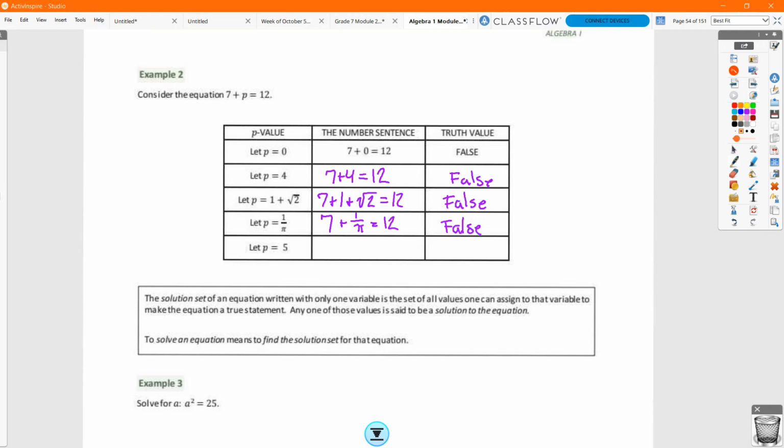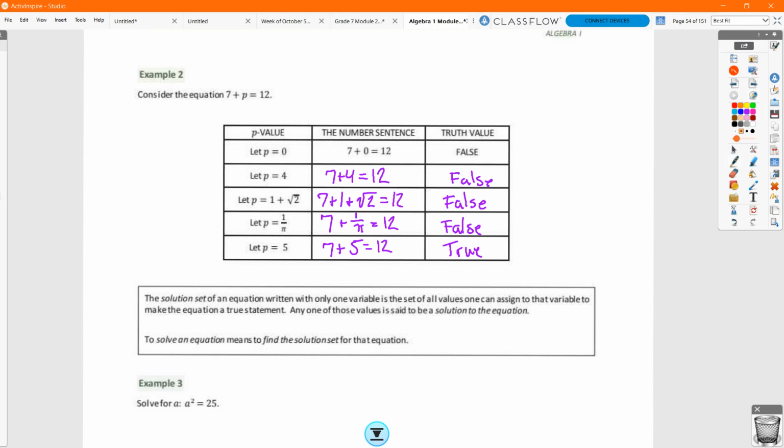What about if we let p equal 5? 7 plus 5 equals 12. Is this a true statement? Yes, this is true. 7 plus 5 does equal 12. The solution set of an equation written with only one variable is the set of all values one can assign to that variable to make the equation a true statement. Any one of those values is said to be a solution to the equation. Listen to that again.